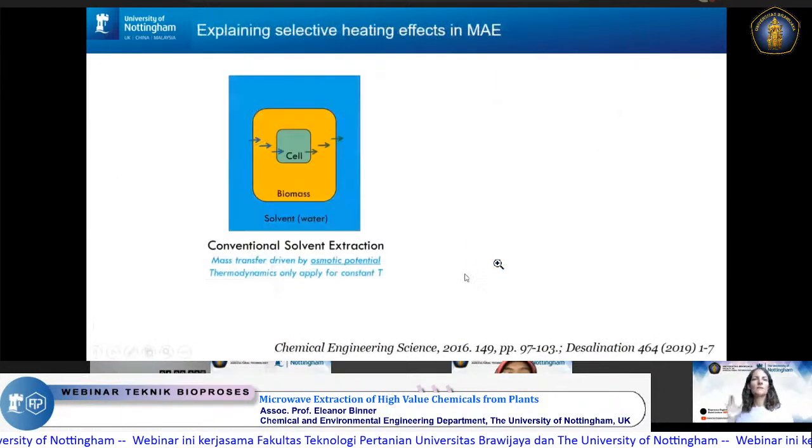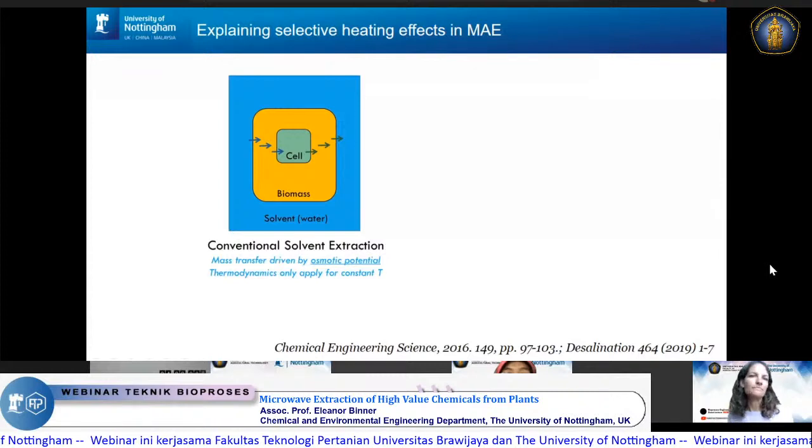Okay, this is really hard to explain, but I'm going to give it a go. This is a really, really simplified version of conventional solvent extraction. Imagine that you have a solvent, which is water, for example, and you've all learned at school that mass transfer in solids like this is driven by osmosis. So it's driven by the osmotic potential.